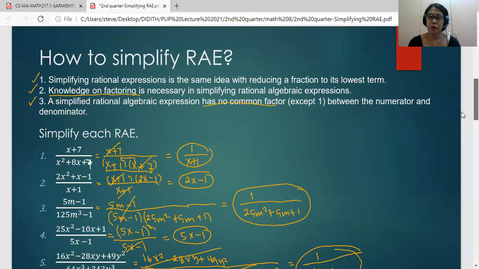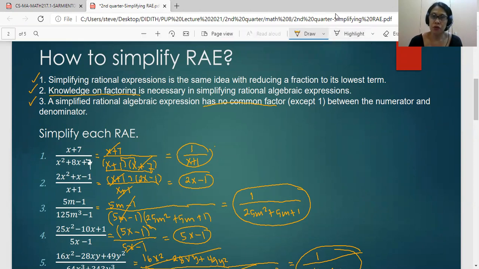Now, before I end my discussion, I'd like to note that in simplifying rational algebraic expressions, for us to arrive at the correct simplified form, it is really necessary that we have knowledge of factoring. So you have to recall some factoring patterns that you have learned before you work on simplifying rational algebraic expressions. So that's it for now.